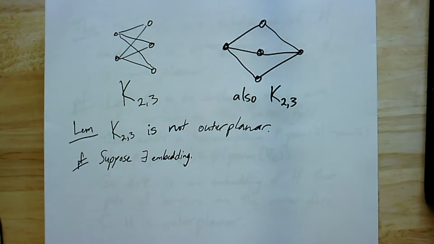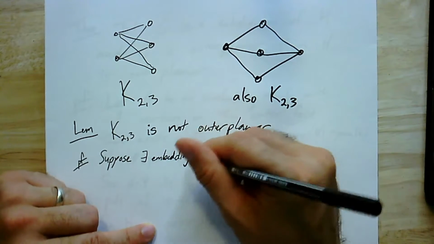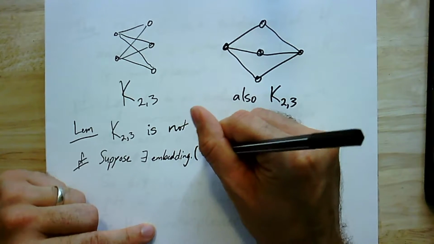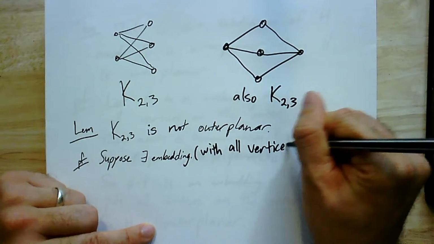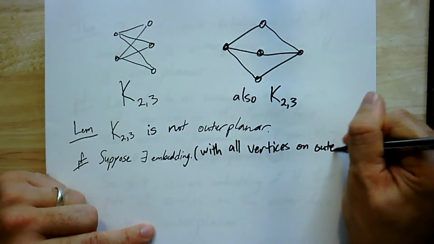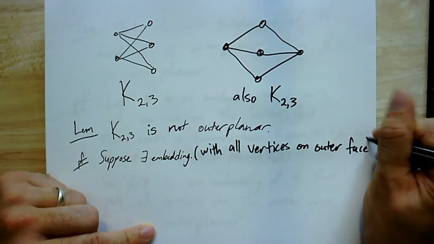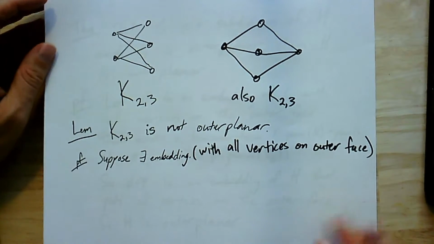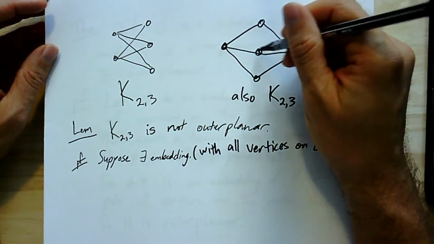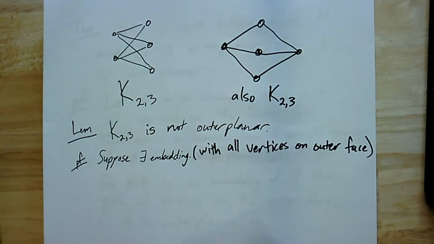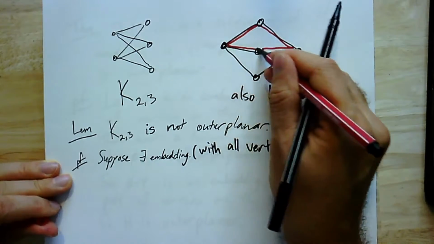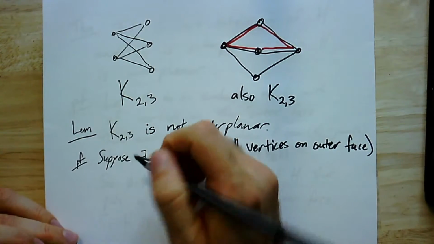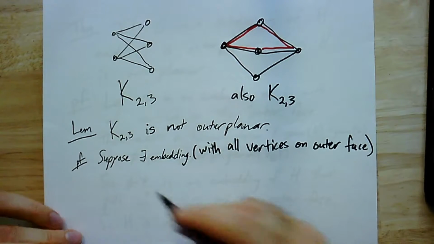And so if I want to prove this, suppose there did exist such an embedding. I should be careful what I mean here, embedding with all vertices on the outer face. Well, each one of these C4 subgraphs, right? So let's just take one for example right here. Right, there's a subgraph here, which is a cycle of 4 vertices, actually has to bound a face.